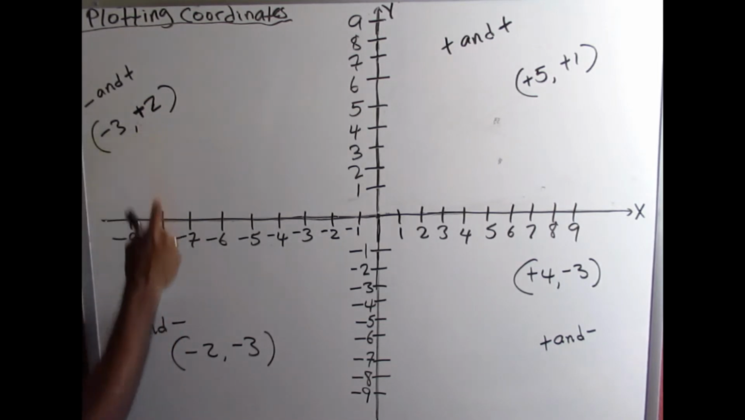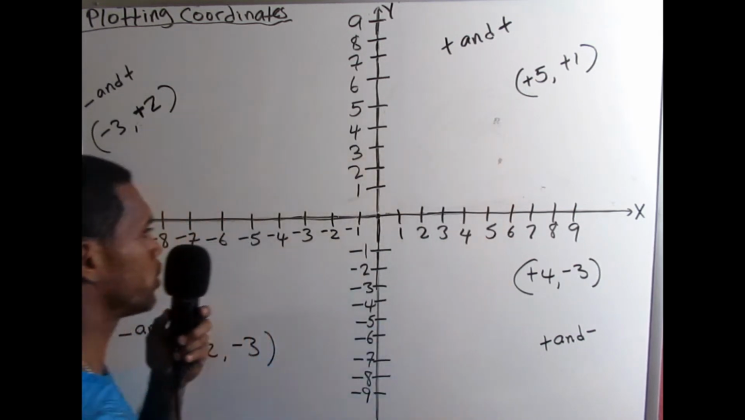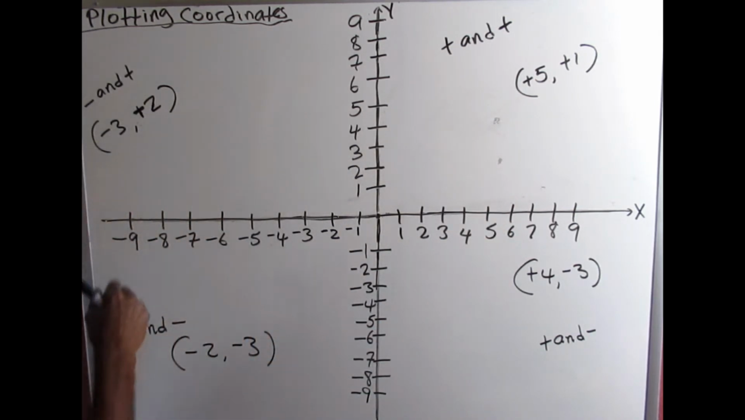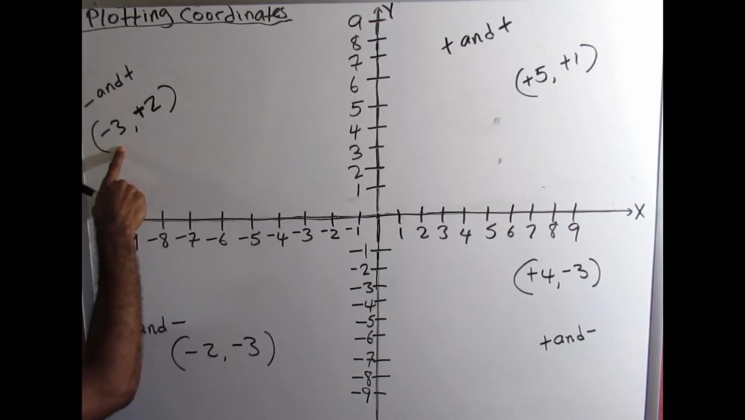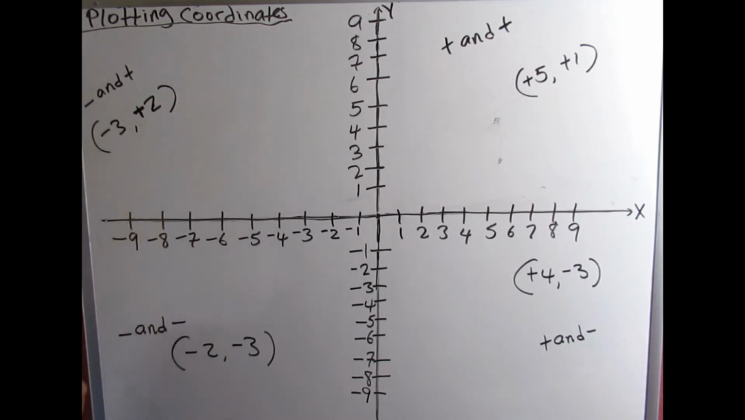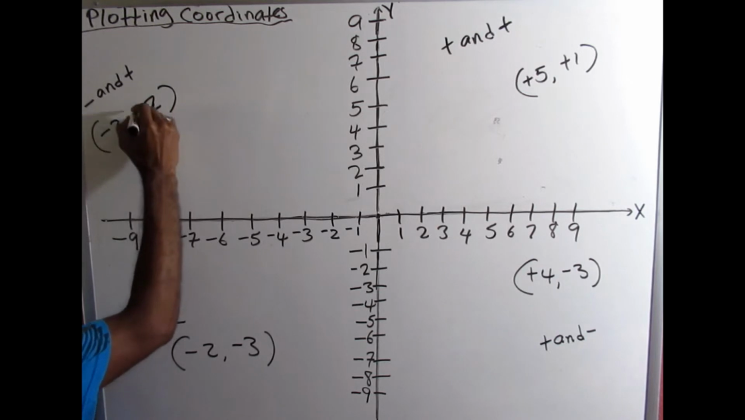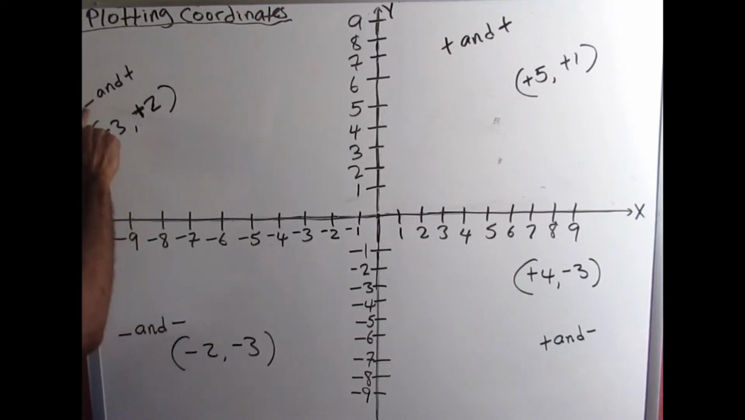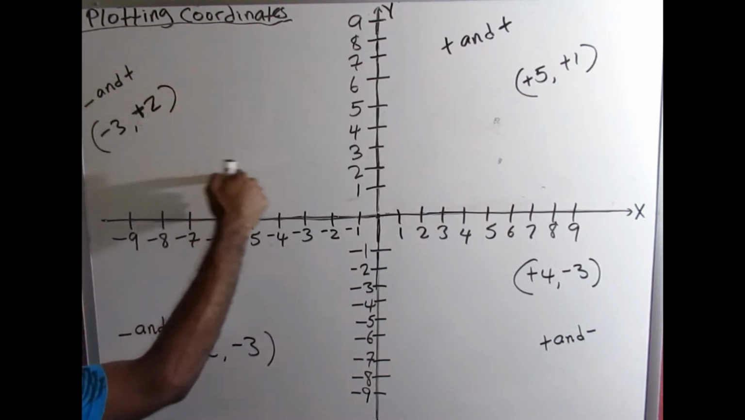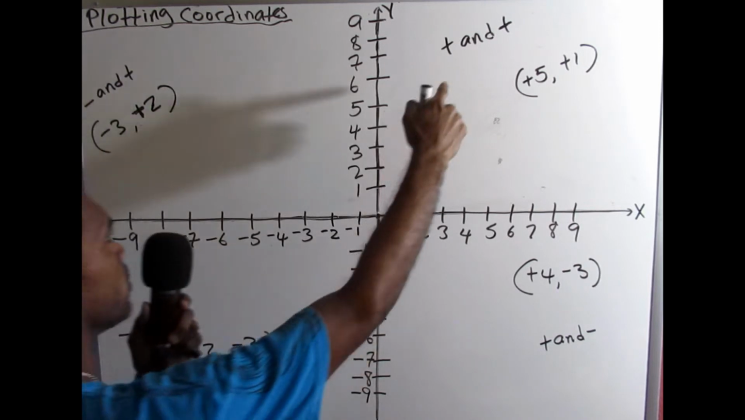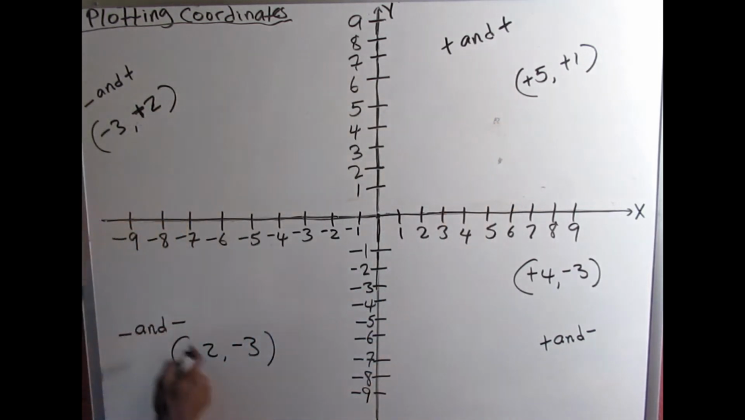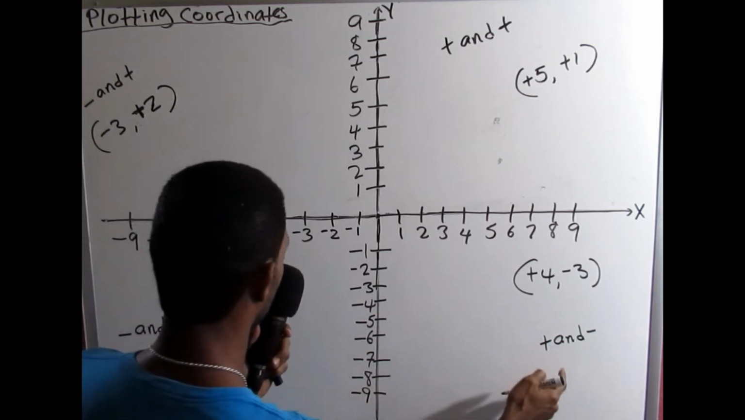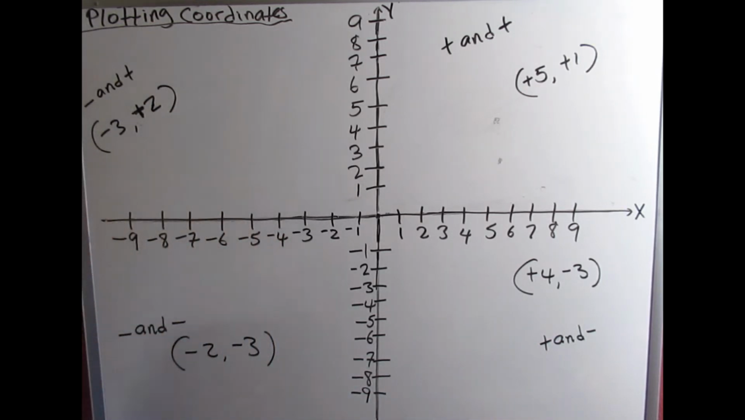So let's plot these 4 different coordinates for you to get a good understanding. So the first coordinate is always x, and the second coordinate is always y. So it's negative 3, positive 2. So we want to plot negative 3, positive 2. And remember, negative and positive is for this area. Positive and positive is for this area. Negative and negative is for this area. And positive and negative is for this area.